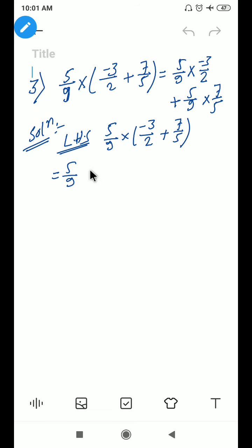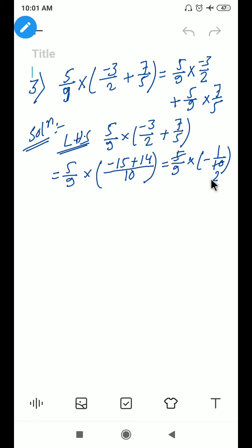So 5 by 9 into, first we have to do the addition of this. 5 twos are 10. So which number multiplied with 2 gives 10? That is nothing but 5. So 5 threes are 15. And which number multiplied with 5 gives 10? That is 2. So this will be 14. So it will be minus 1 by 10. Now you can cancel out this 5 and 10, and it would be minus 1 by 18. Now find out RHS.